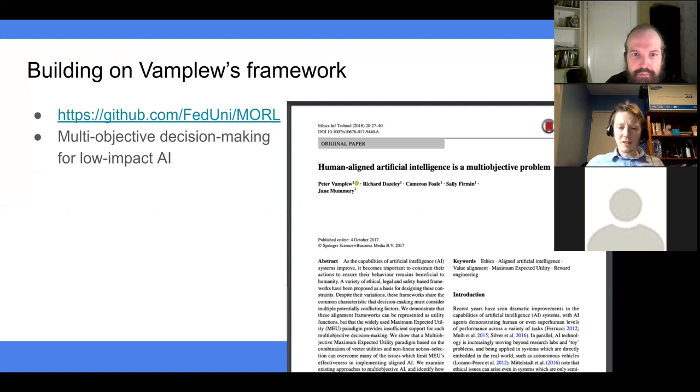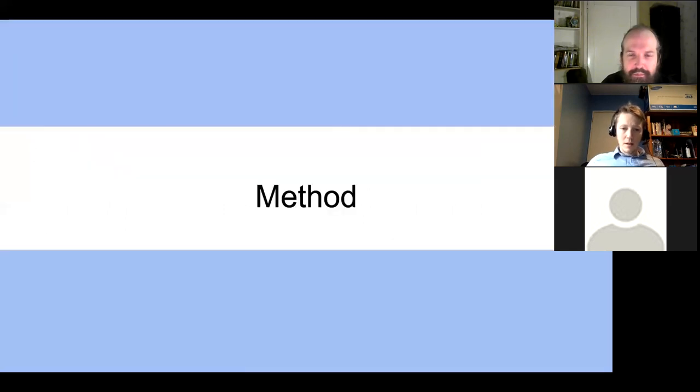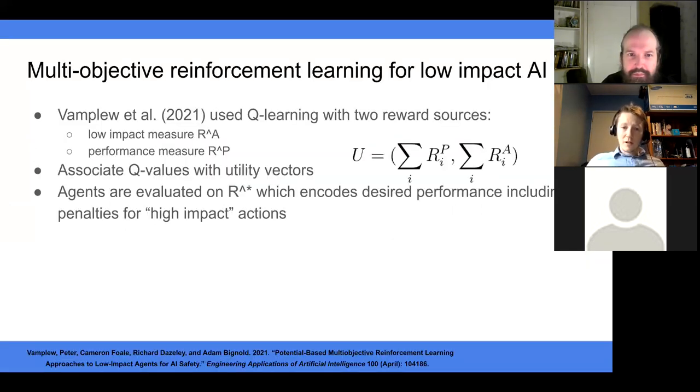So we're at computation, in terms of implementing our testing. We've built on Peter Vamplew's framework, from the 2021 paper, I think. So we're really grateful for his support and help in this project, as we've built a lot of our experimentation on his work. So, just to talk a little bit about that framework, Robert, do you want to talk about this?